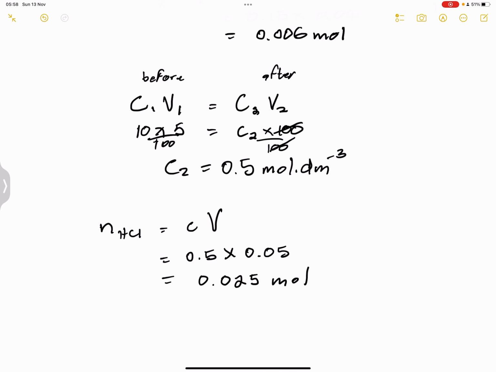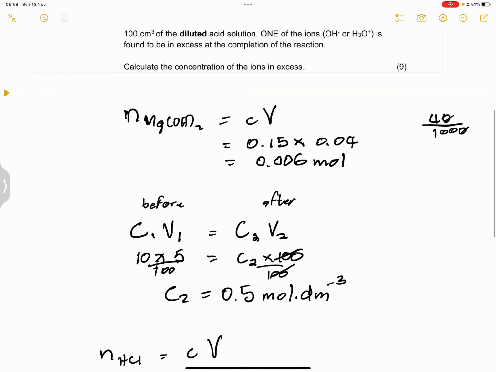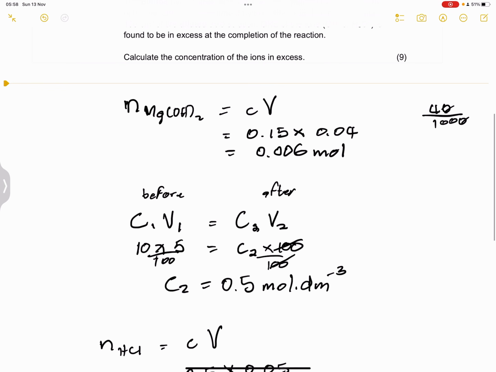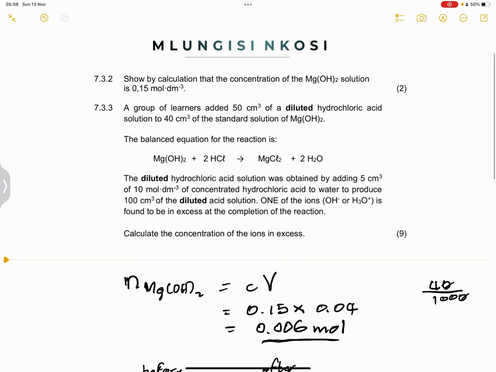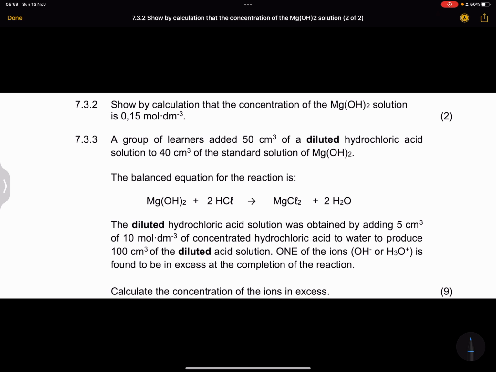Remember, where are we going? We want to find out which one is in excess between the two. Okay, now when I look at magnesium hydroxide, we had 0.06 moles that were given, okay, that reacted. And for hydrochloric acid, you've got 0.025 moles that were available, right? Now, which one is in excess? Now, remember, their ratio is 1 for every 2. See, when you look at it from that perspective, for every 1 of this, you've got 2 of that, right?